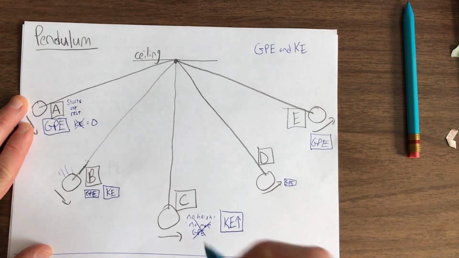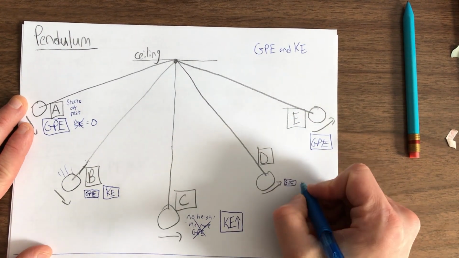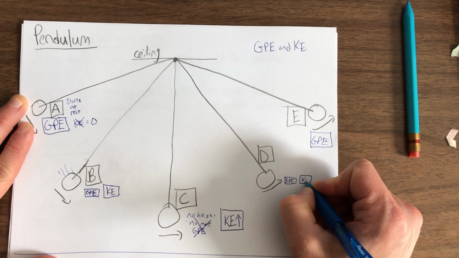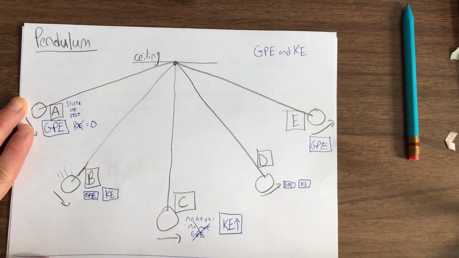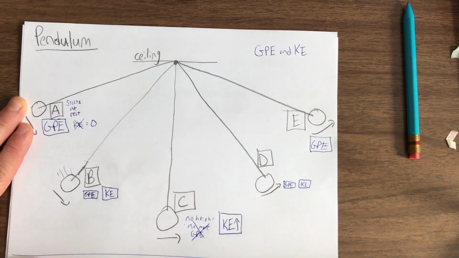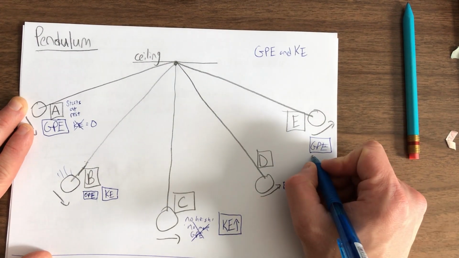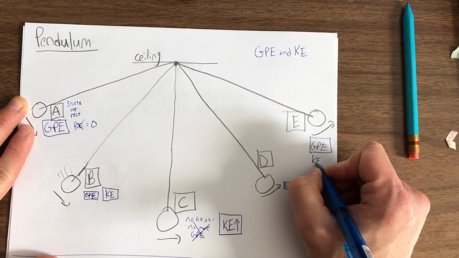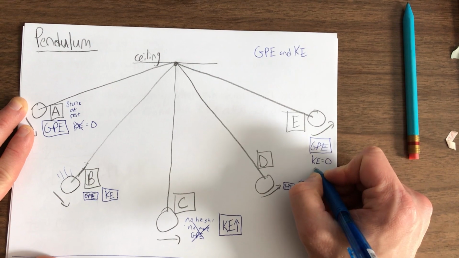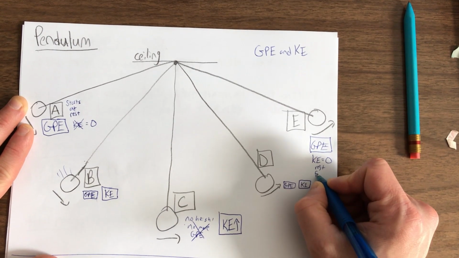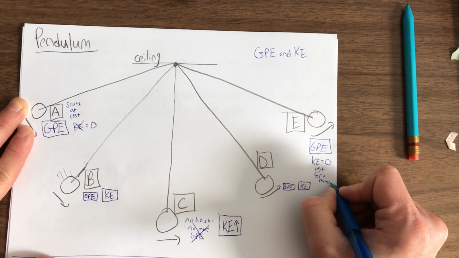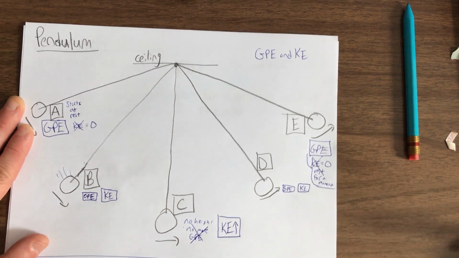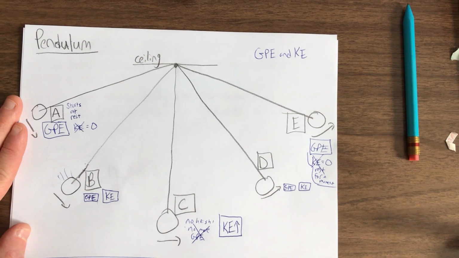All right, and then it rises up to letter D. It's like it's going uphill. It slows down a little bit. But it's still moving, so it still has some kinetic energy at letter D. And then at letter E, before it turns around, for a moment, it comes to rest for a moment before it turns around. So it doesn't have any kinetic energy up there.